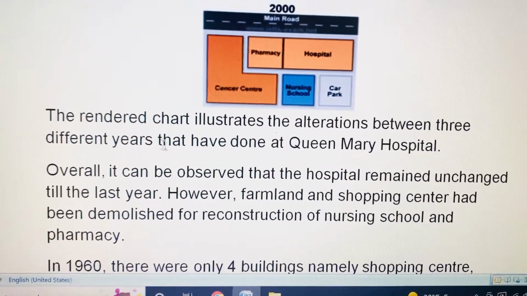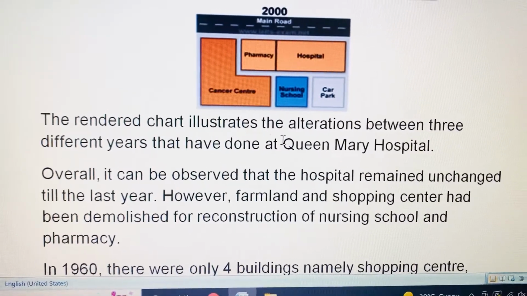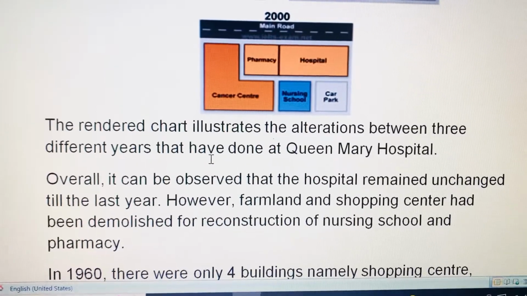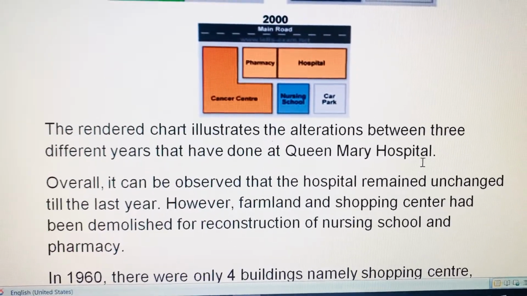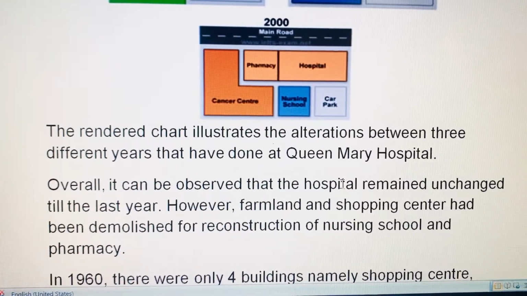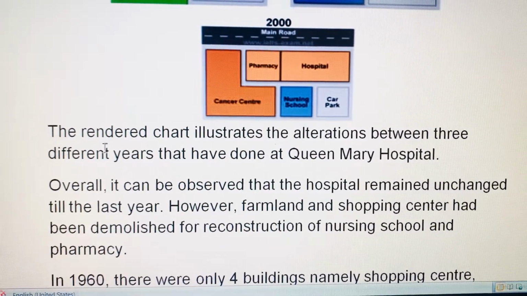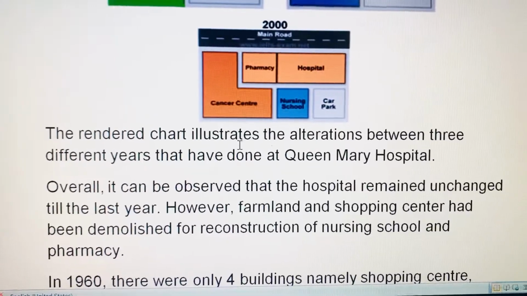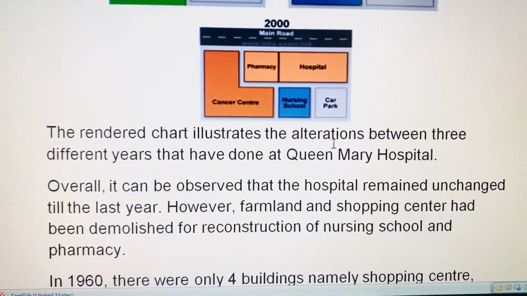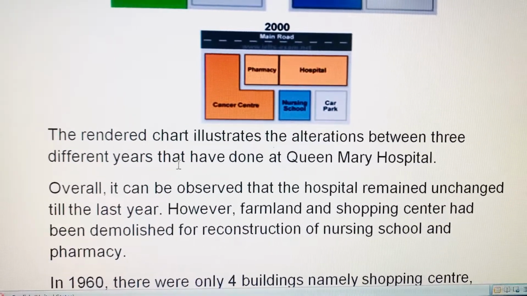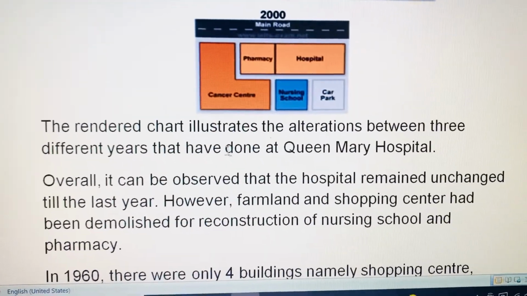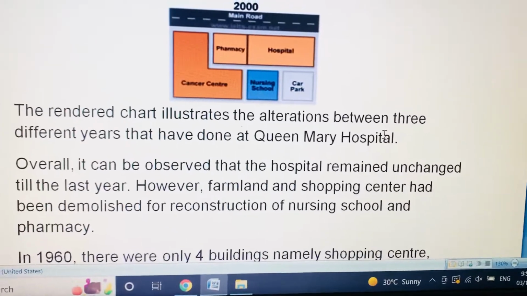So the explanation is: the rendered chart illustrates the alterations between three different years that have been done at Queen Mary Hospital. So this is the introduction. Illustrates means describes. Alterations means changes between three different years. You can say three different years that have been done at Queen Mary Hospital.